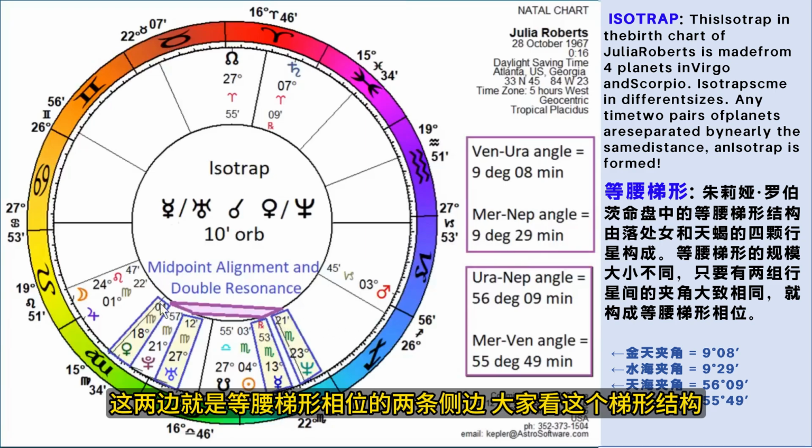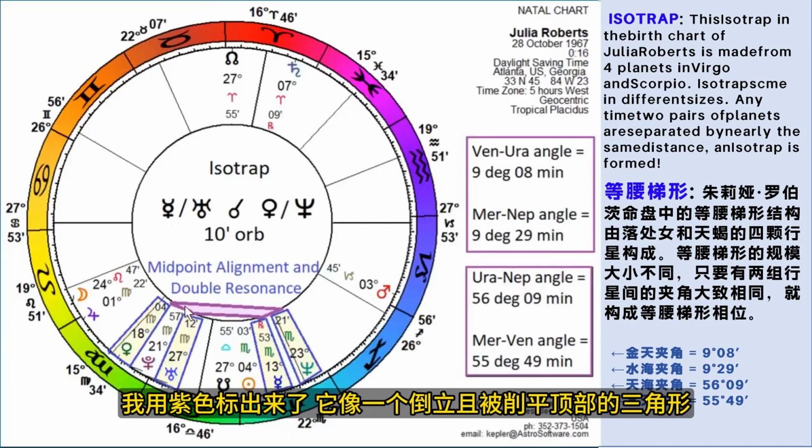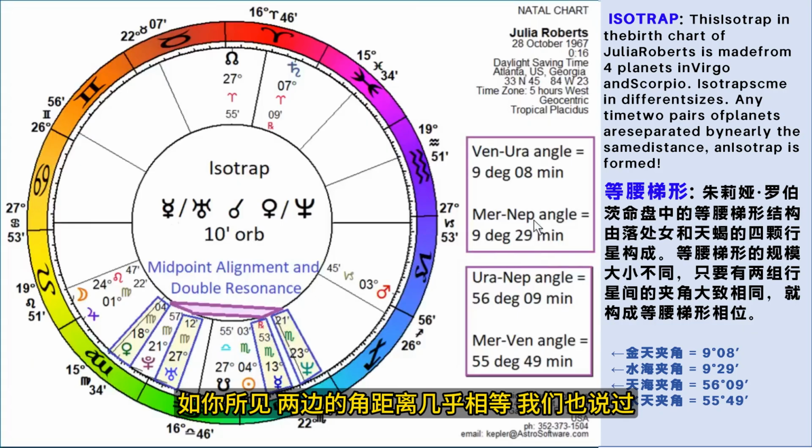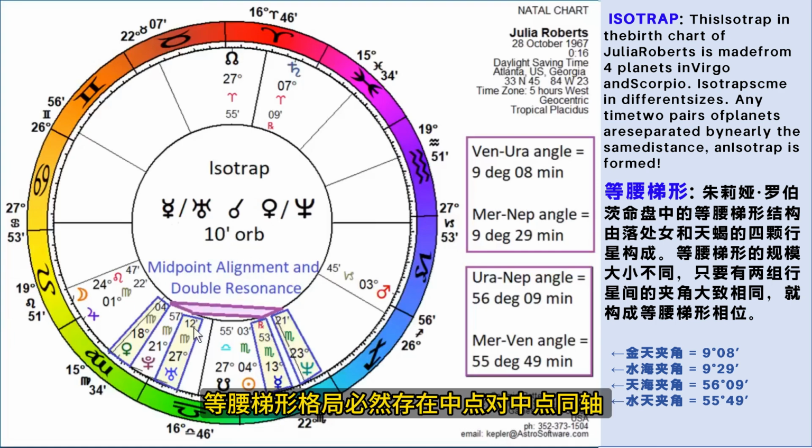These two sides are the two sides of the isotrap. There's the isotrap. I drew it in purple. That's the triangle. It's like an upside down triangle with the top facing down, cut off. There it is. The two sides have almost the same angular distance. And we said a midpoint isotrap also has a midpoint to midpoint alignment. In this case, the Mercury-Uranus midpoint is going to be conjunct the Venus-Neptune midpoint.